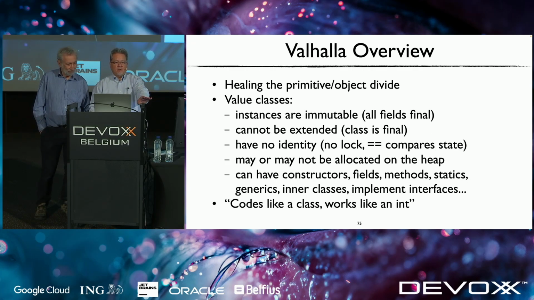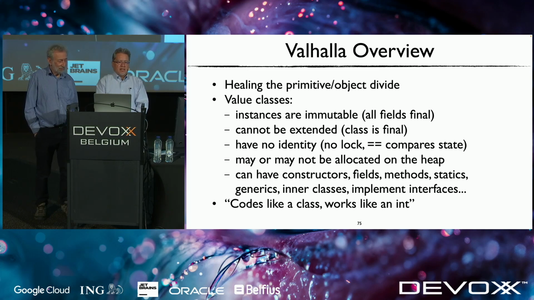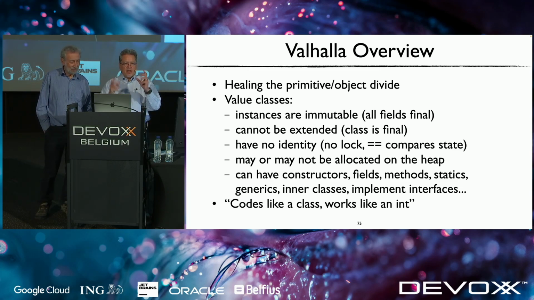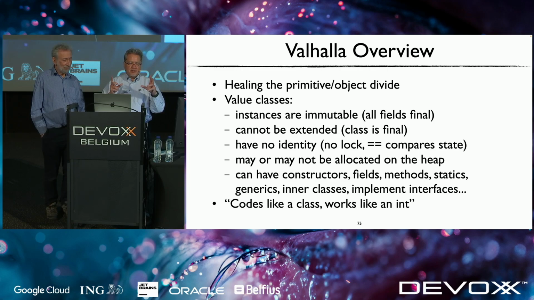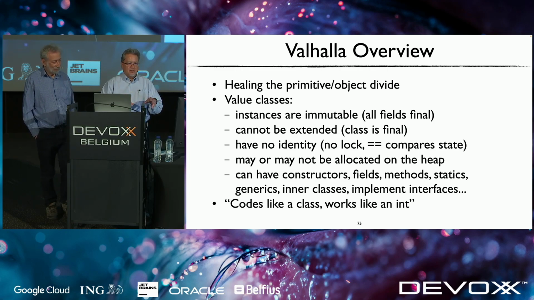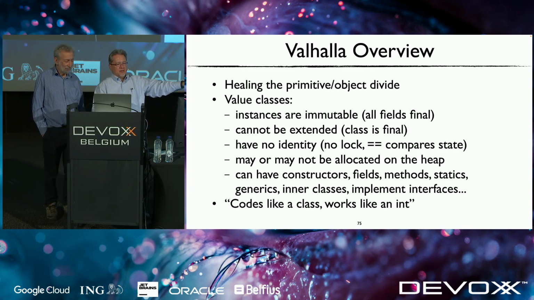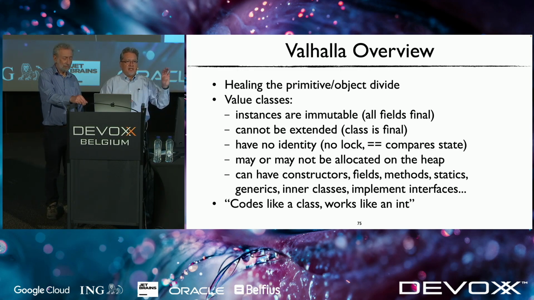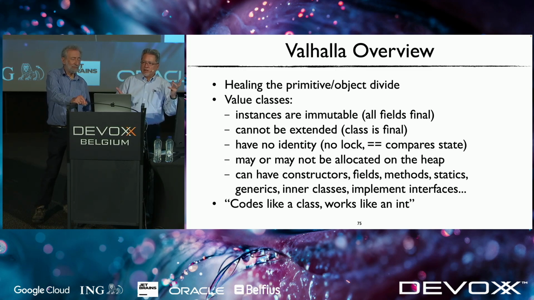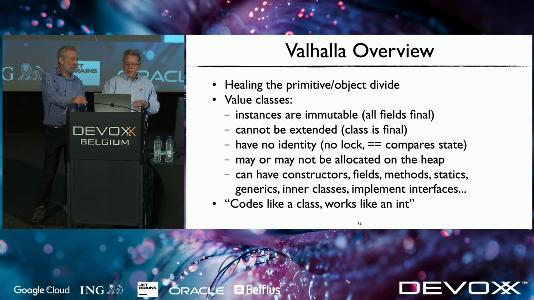All right, but basically what Valhalla does is it kind of heals the primitive object divide, right? We have primitives, which are just values and can be copied around freely, stored in registers and stuff. And we have objects, which must be stored on the heap. And if you want to create a new object, if you want to create a higher level construct, then you're forced to move things onto the heap, which has a bunch of issues. The biggest one is identity. But also there are problems like pressure on the garbage collector, and it precludes a bunch of optimizations.